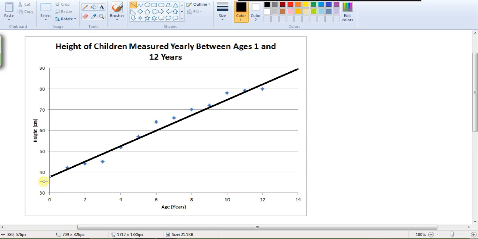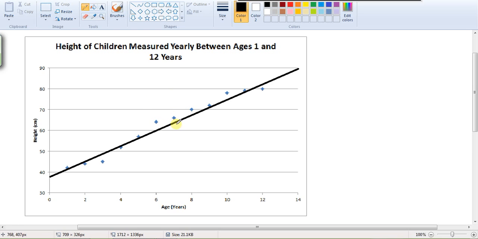So now that I have my trend line, a lot of times it will help to calculate the equation or create an equation for your trend line. And to do that, let me get the pen out here. To do that, all you need to do is pick two, and I would say two easy points on the trend line.